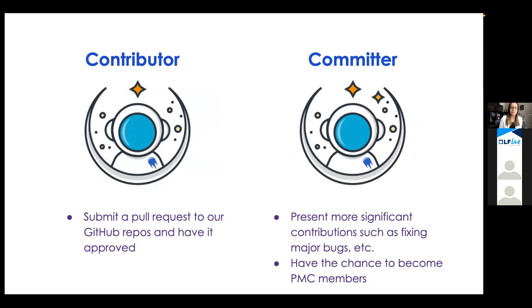Then if you want to become a committer, you need to present more significant contributions, such as fixing a major bug or developing new features. And by becoming a committer, you have the right to oversee the code quality of the project, and you have the chance to join our project management committee, which is the technical governance board of our technical projects.